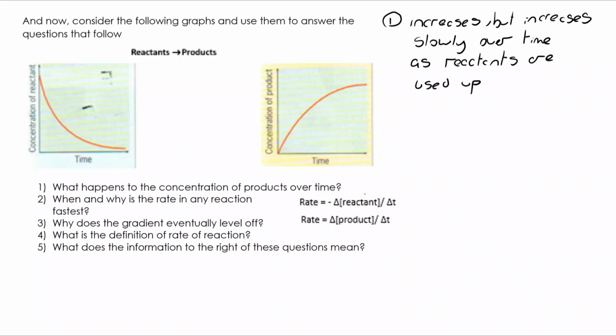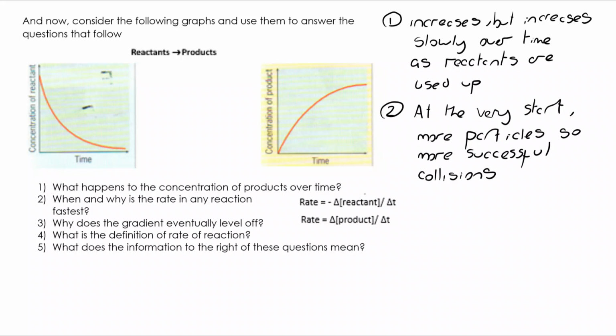Moving on to question 2, when and why is the rate in any reaction fastest? And this fits in with the theme of the answer to number 1. It will always be fastest at the very start. That's where the graph will always be steepest. We've got more reacting particles, that means there'll be more collisions, and that means there'll be more successful collisions.